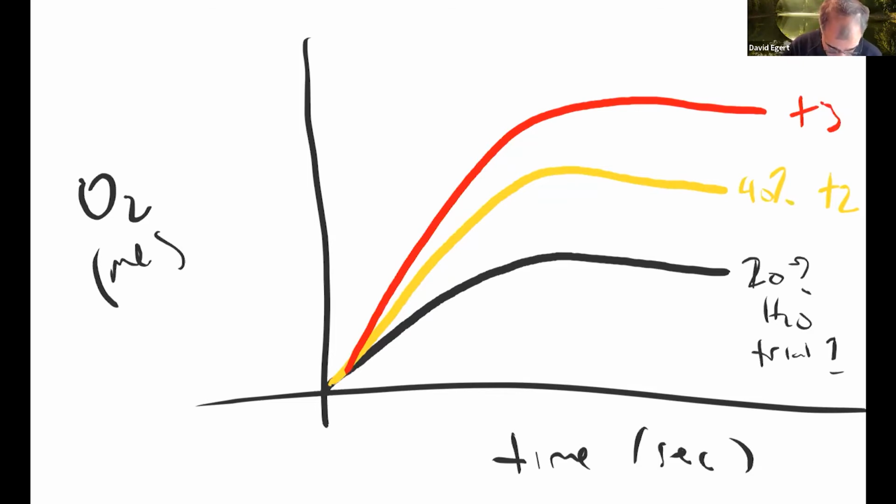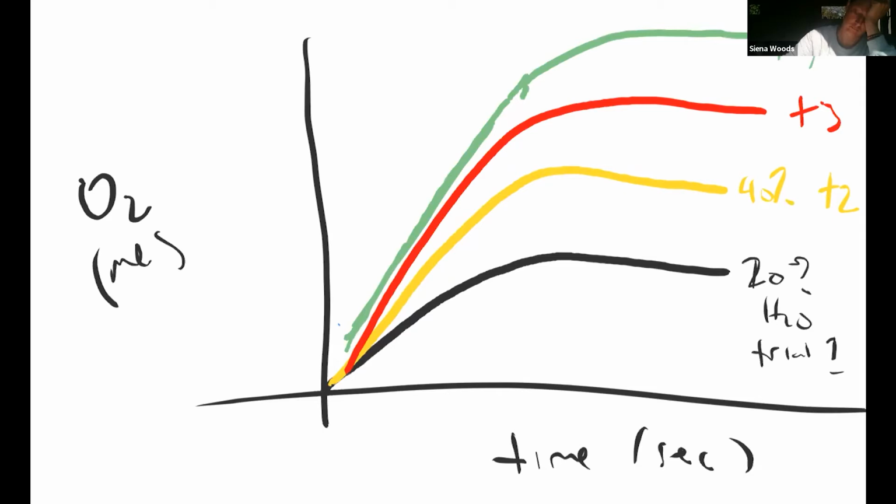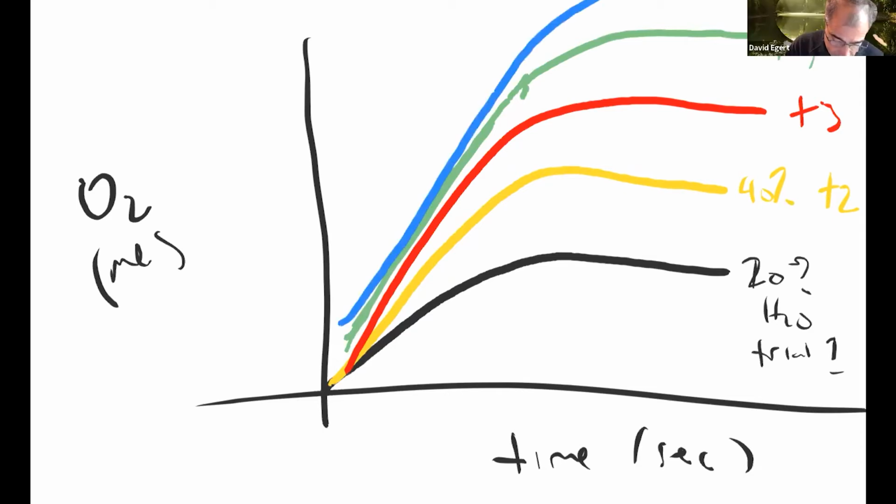If we're at saturation, what would trials 4 and 5 look like? The same. Same what? They'd have the same rate, same slope. The slope would be the same, but what would be different? It would make more oxygen since there was more reactant. Exactly. So there's the same rate, but by the time you're done, we'll have made more oxygen.